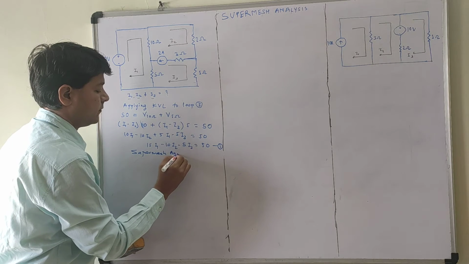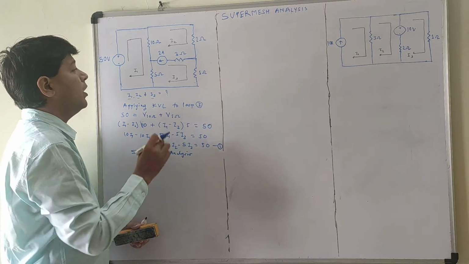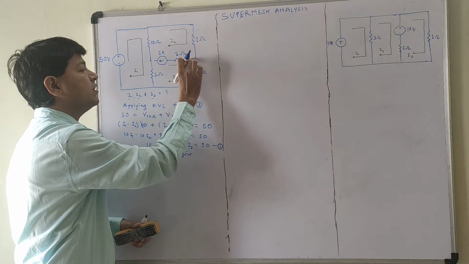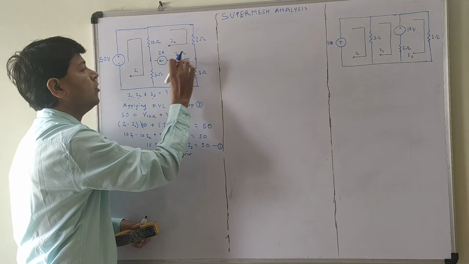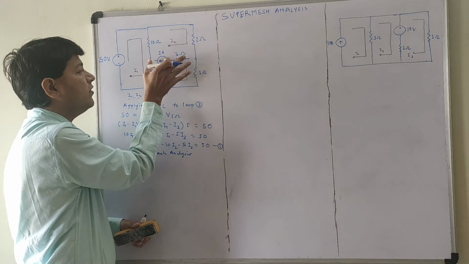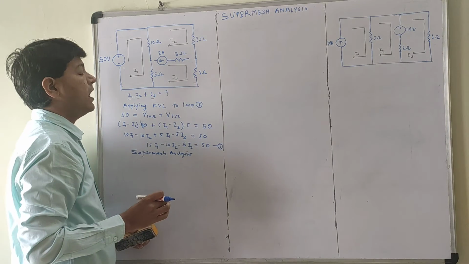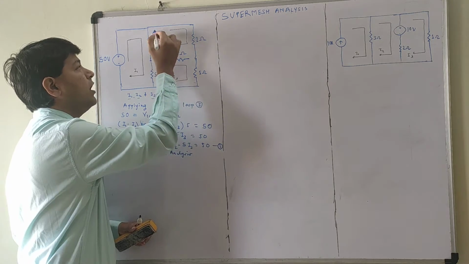Super mesh analysis tells you that for any loop or line where a current source exists, you should skip that line. For the time being, I am considering that this current source loop is open circuited, and I will apply Kirchhoff's voltage law to loop 2 and 3 combined.